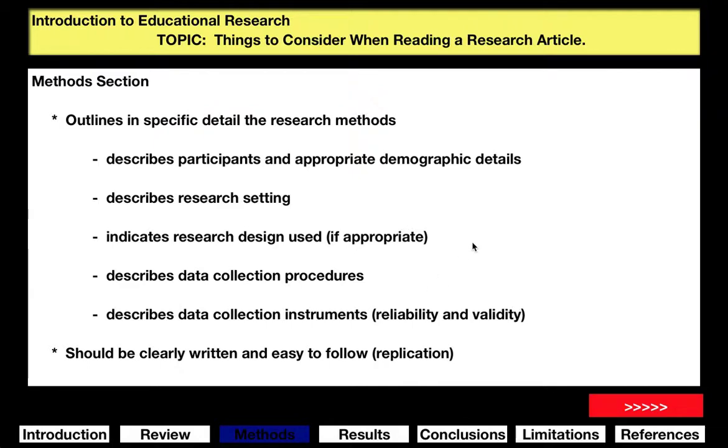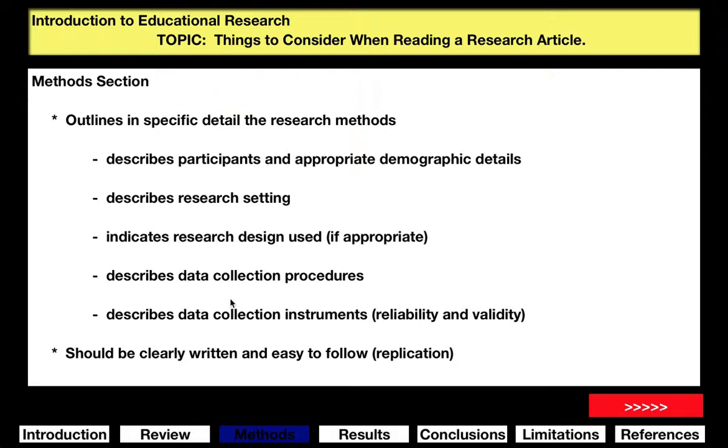Now, the methodology section outlines the specific research methods. It usually describes the participants and any appropriate demographic details about them. It usually will mention something about the research setting where it has taken place. It'll indicate a research design, if appropriate. Was it qualitative? Was it quantitative in nature? And again, we will discuss the distinctions between those.